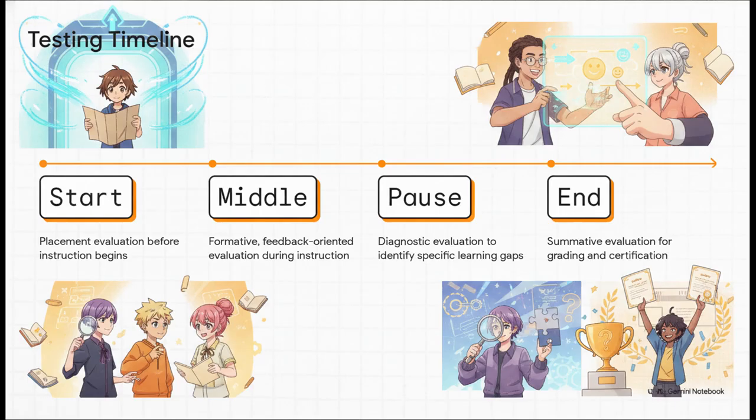Even before instruction begins, we have placement evaluation. Think of a language proficiency exam before college. The system has to figure out, do you belong in Spanish 101 or 201? We have to find the starting line. Then, during instruction, we have formative evaluation. This is ongoing. It's totally feedback-oriented to help you improve as you go.